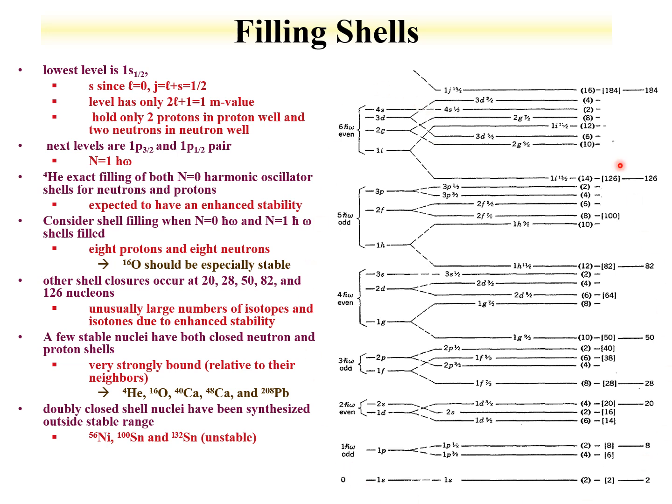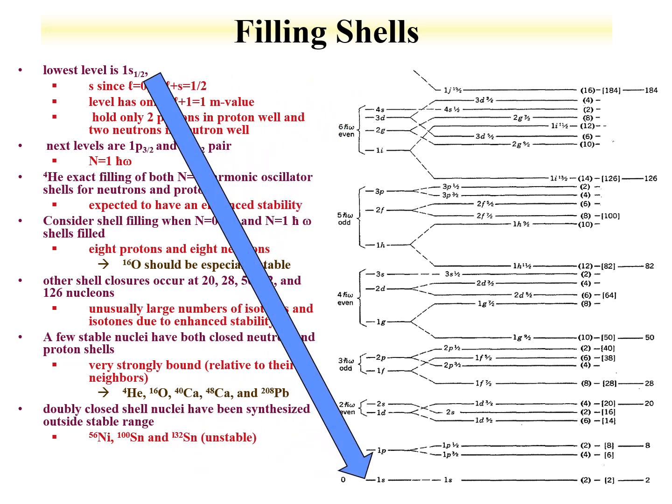Here's our shell model, and here are some of the properties that come out from the shell model. The lowest level is obviously this 1s. It's an s1/2. Since L is 0, J is only equal to L plus S, so 0 plus 1/2. It only has the one value. It's shown here, and it contains 2 nucleons. So I can put 2 nucleons into the shell.